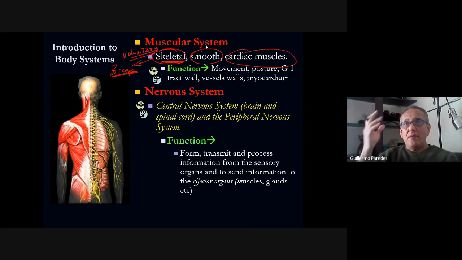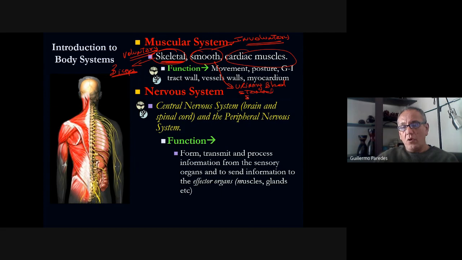This smooth muscle is an involuntary muscle. Anything that moves automatically, without you being able to stop or continue it, is going to be called a smooth muscle. Examples of smooth muscle: the urinary bladder, the stomach, the small intestine, the large intestine, the gallbladder, etc. The walls of the arteries and veins are composed of smooth muscle.